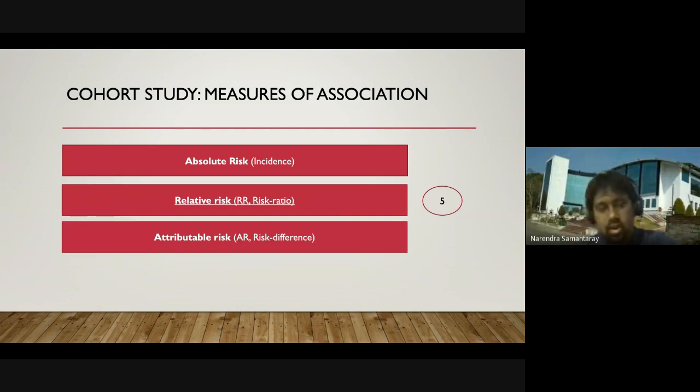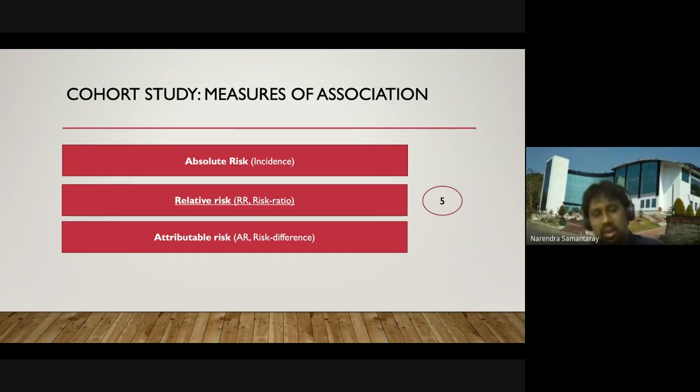As I told, we'll have two incidences here: incidence of disease in the exposed group and incidence of disease in the non-exposed group. In the ratio, we're dividing both. In attributable risk, the formula is incidence of the disease in the exposed group minus incidence of the disease in the non-exposed group, divided by incidence of the disease in the exposed group, into 100.